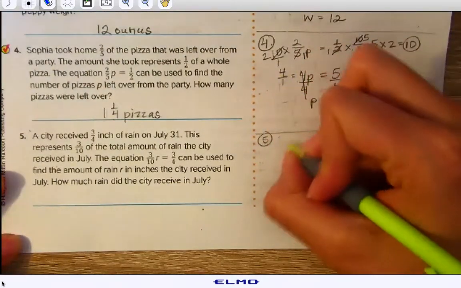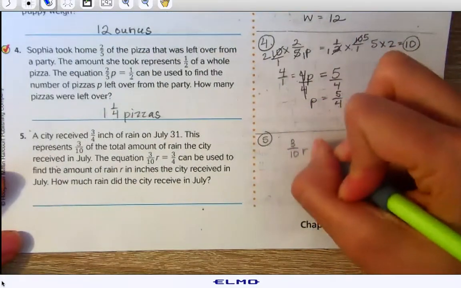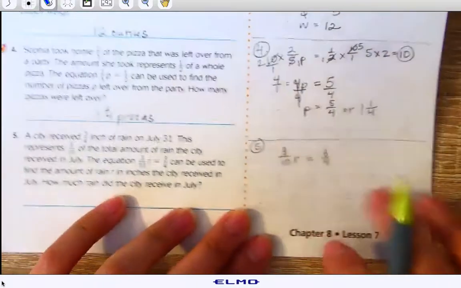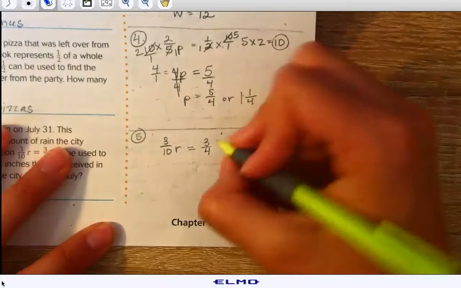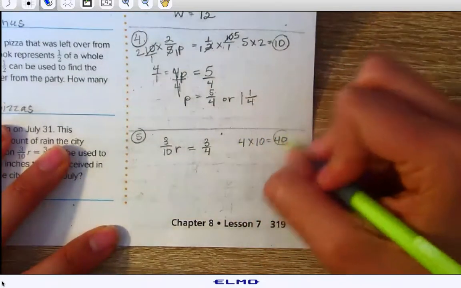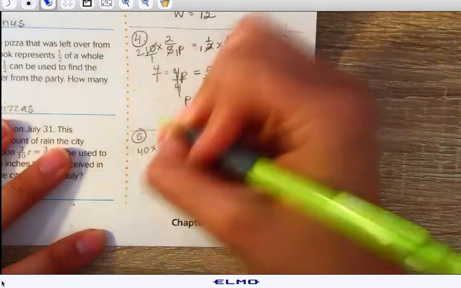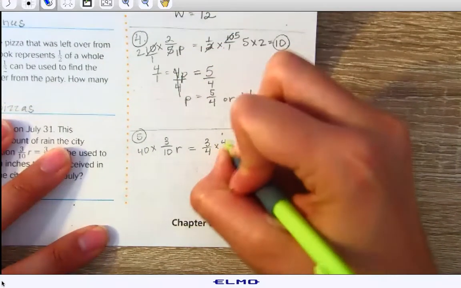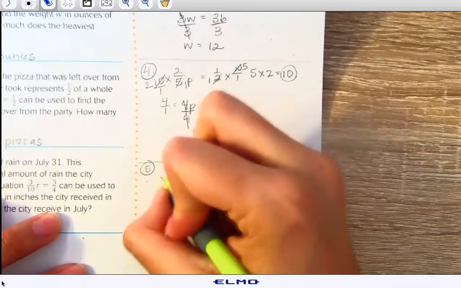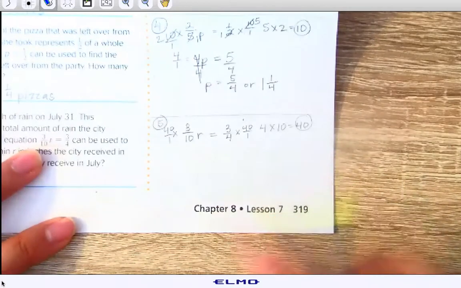All right, again, let's write out our equation first. 3/10 r equals 3/4. And again, they're both fractions, so I'm going to multiply the denominators together. 4 times 10 equals 40, and I'm going to use this number to multiply on each side. So times 40 on this side, and times 40 on this side. Let's set this a little better. Okay, and we're going to simplify before multiplying.